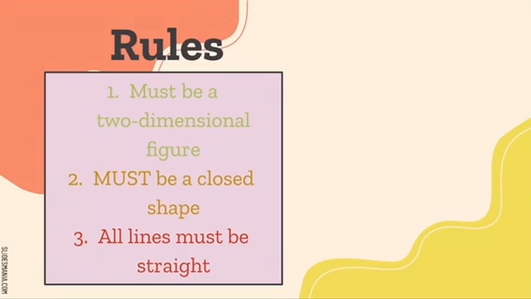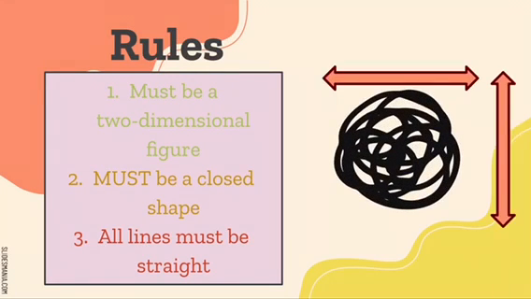So here are some basic rules you need to know in order to identify polygons. First, it must be a two-dimensional figure, meaning that it can be measured across and up/down. Second is that it must be a closed shape. This means that all the sides connect together at vertices or points. Third, all the lines or sides must be straight, no curves whatsoever.